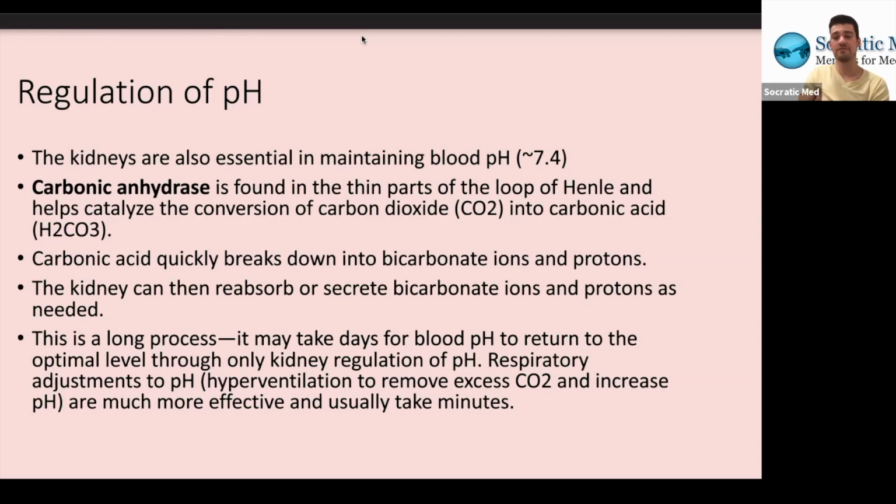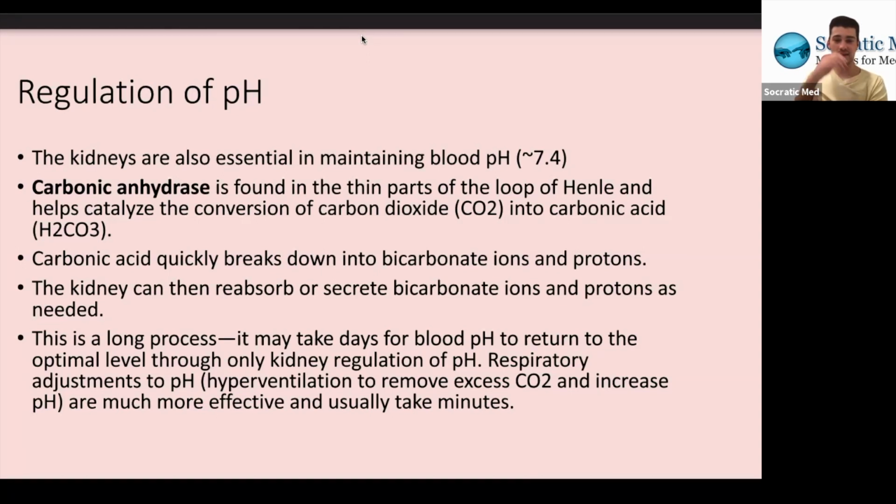So if our pH is dropping pretty dangerously low, 7.1, 7.0, we can excrete protons in urine. That's usually the case. It's usually some sort of acidosis, and protons have to be excreted and bicarbonate ions have to be taken up. But if by some chance the body is too alkaline, 7.6, 7.7, then the opposite can also occur. We can keep protons and we can expel bicarbonate ions.